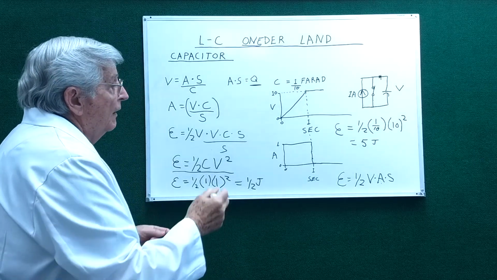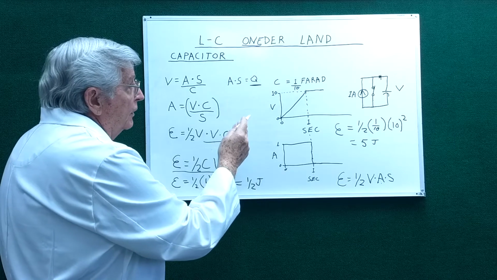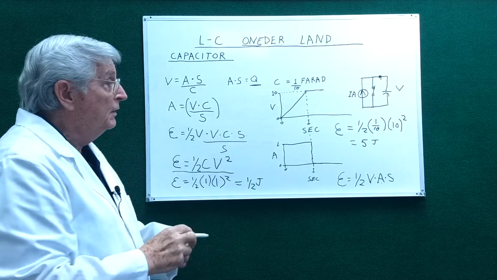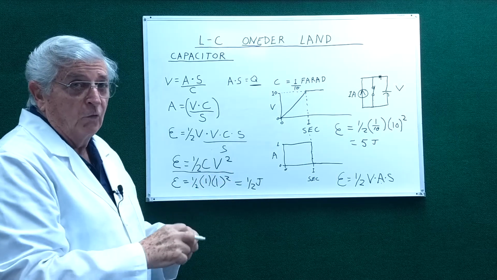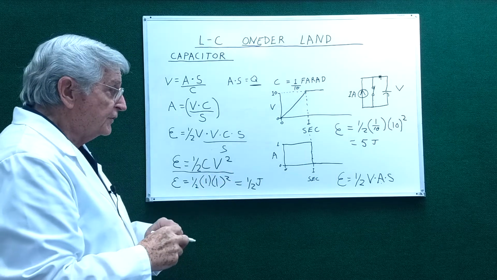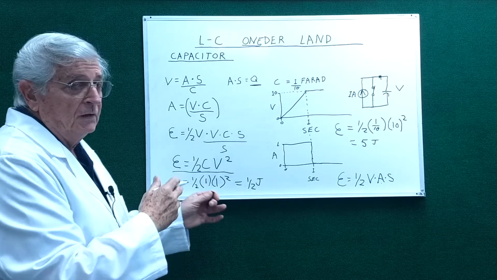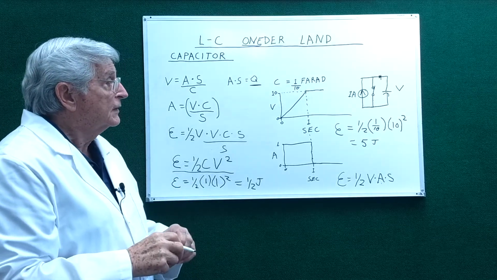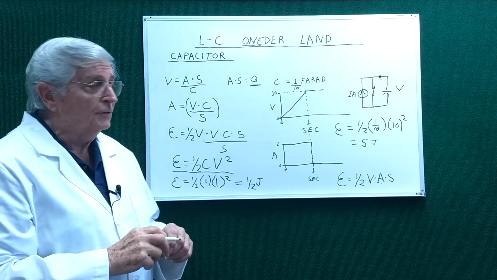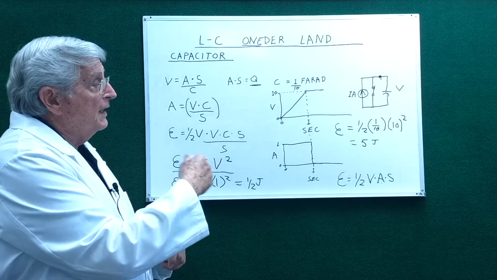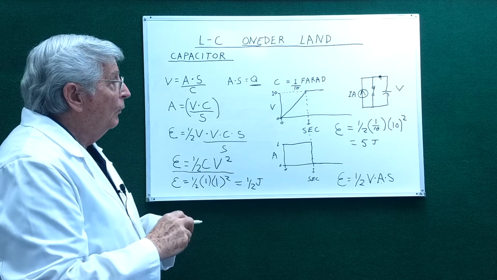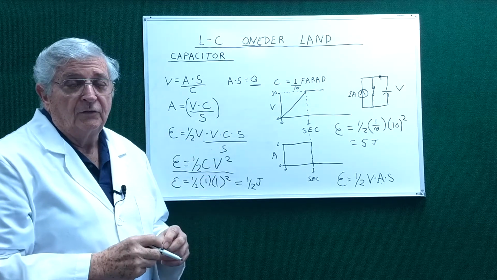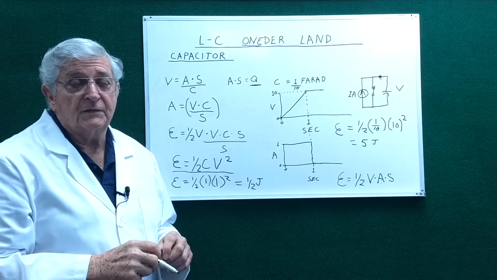So here we see how the same amount of charge can give us different amounts of energy depending on the voltage that the charge is at. So that's the point I'm trying to make here. So next, let's look at inductors through the same method, and we'll stay in what I call LC Wonderland and go through inductors next.